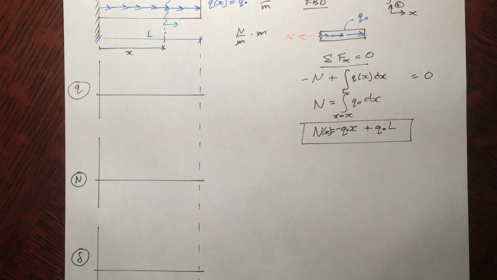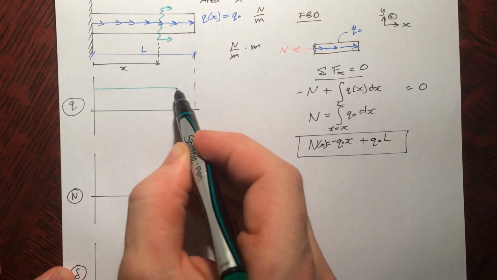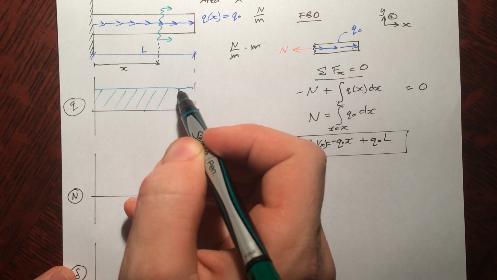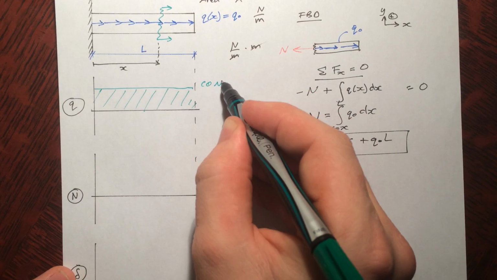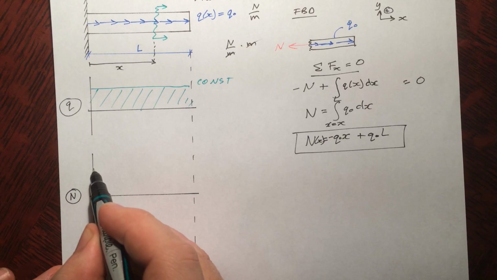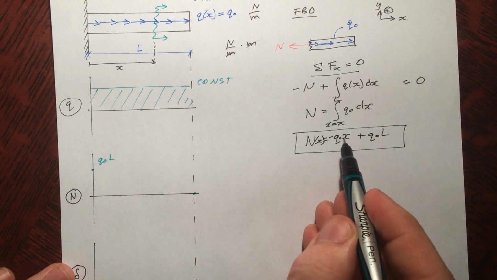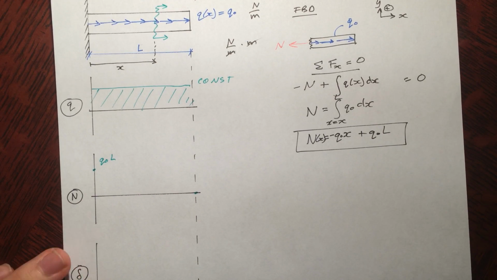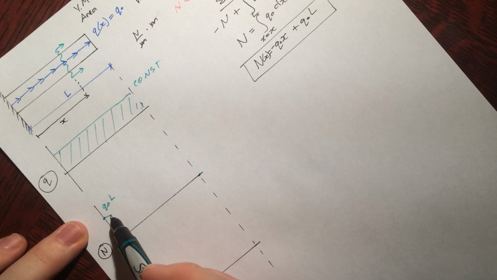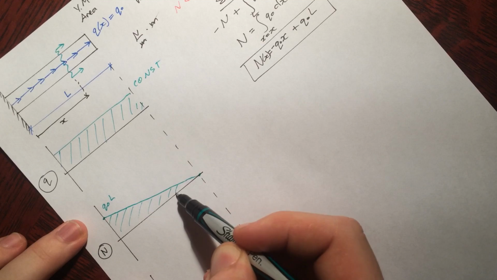Okay, so let's quickly plot that. I might as well plot q at the same time. Q is constant. And when x equals 0, it's q naught L. When x equals L, it's 0. And it's linear because it's x to the power of 1. Twist the paper here to make my life easier drawing this angle. Looks like that.